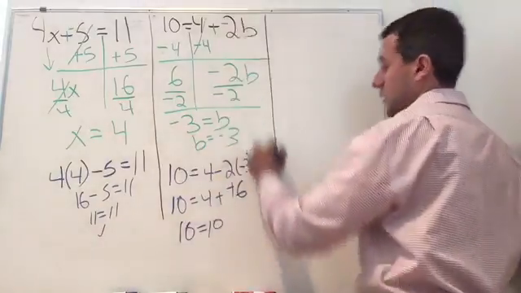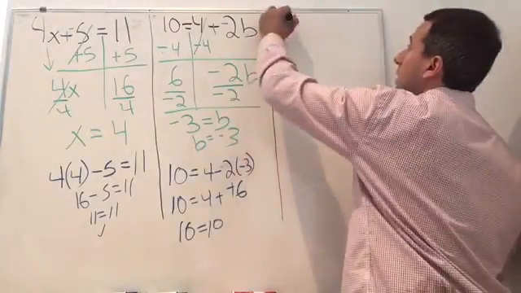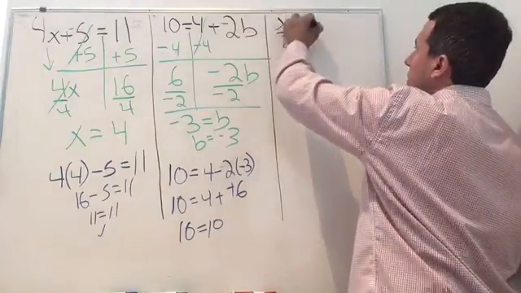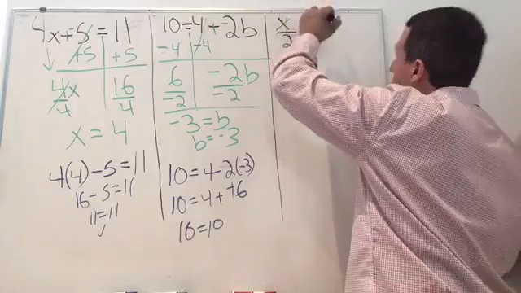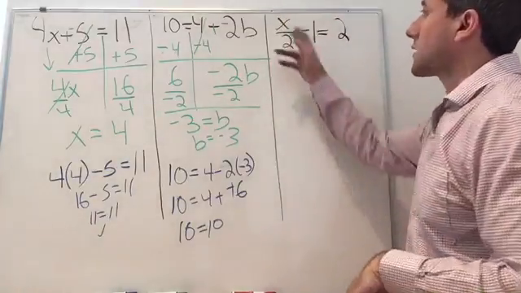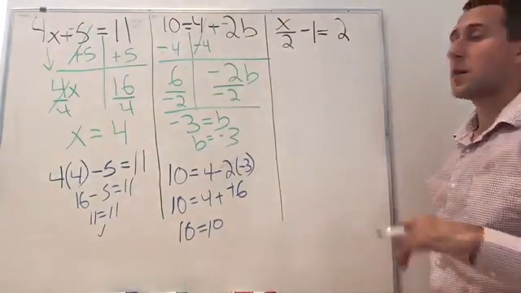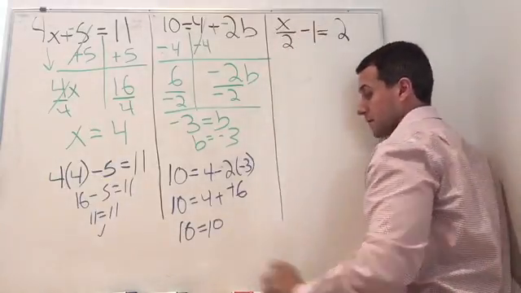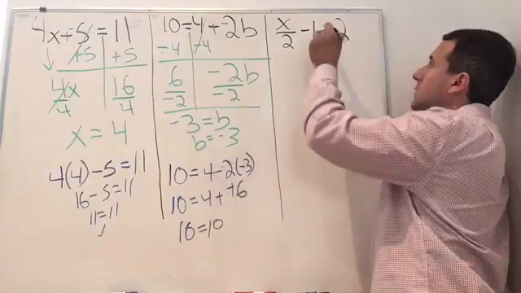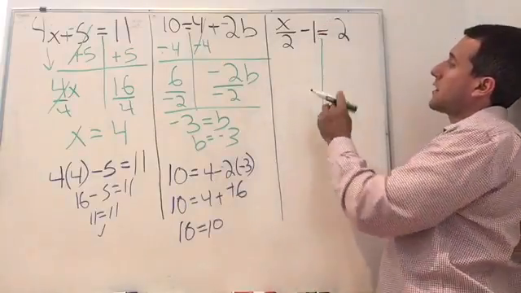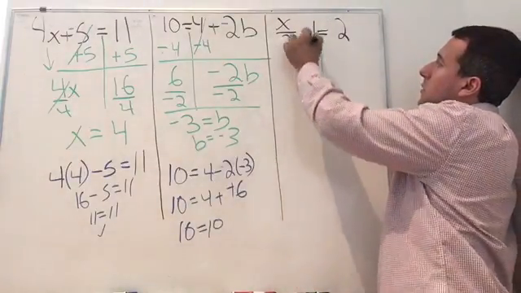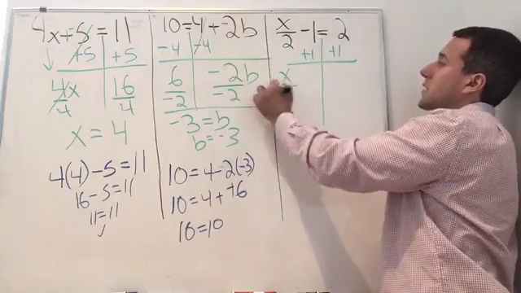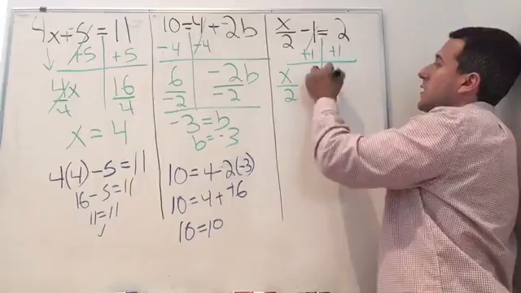That's number 2. Last one here. x over 2 minus 1 equals 2. Okay, a little different division, but the steps are the same. I want to draw my line. Do it in green so we can see. Draw my line. Add 1 to both sides to get rid of that 1. That cancels out, right? So you're left with just x over 2 equals 3.